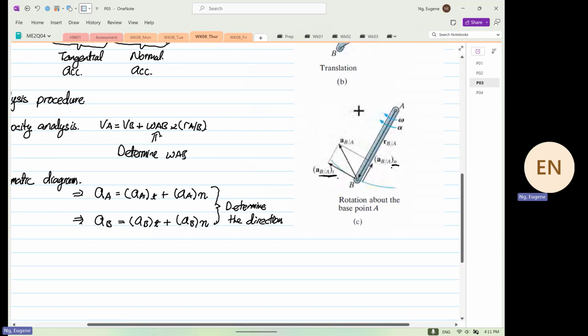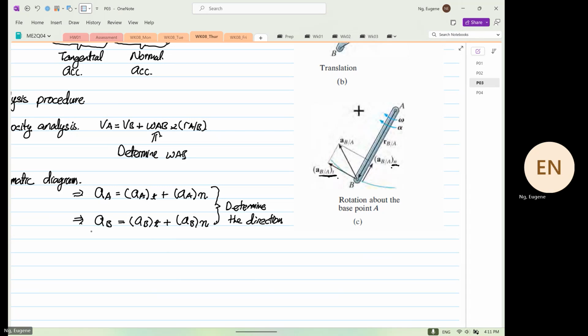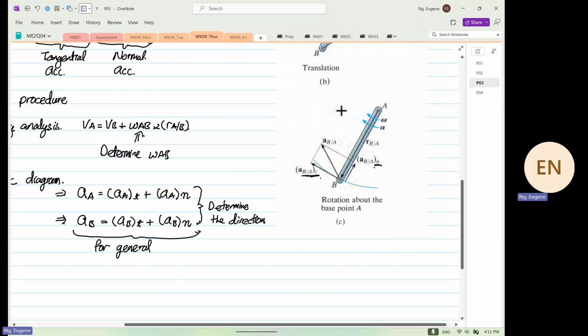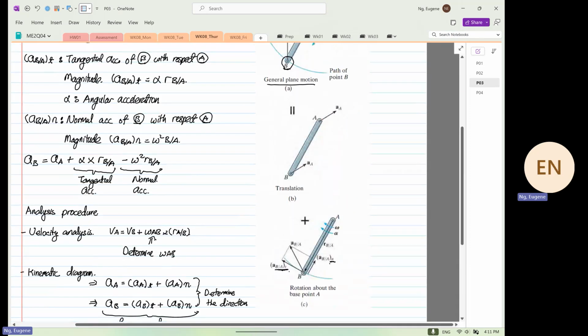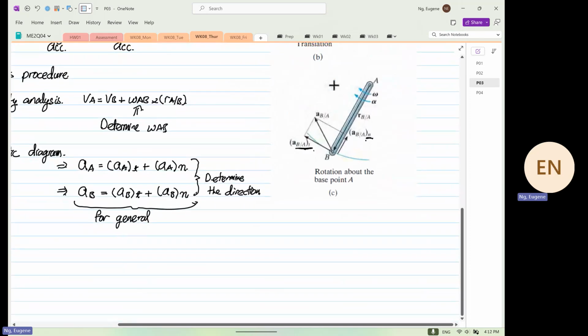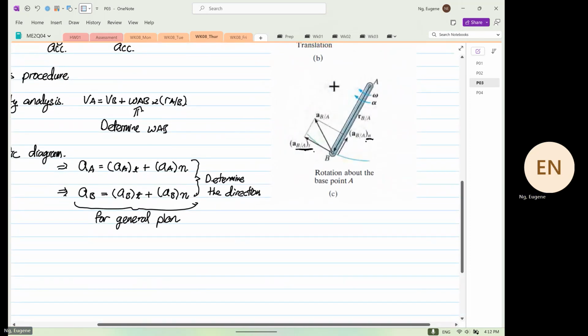This is only true for general motion, we call it general motion. This is only true for, wait, this is only true for not relative motion. What did the diagram say? This is only true for general plane motion. Okay, general plane motion. General plane motion means we have both what?